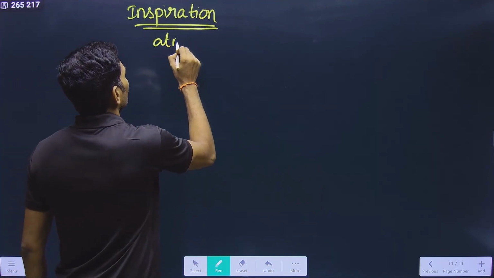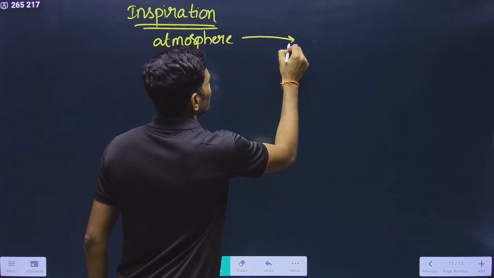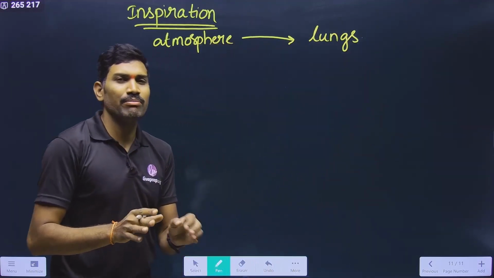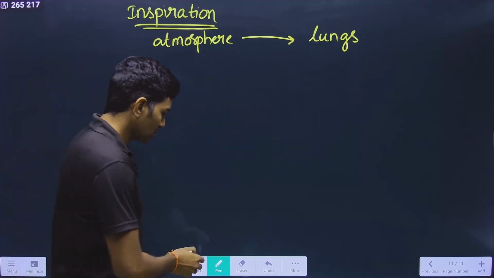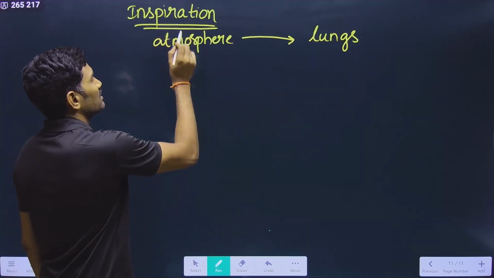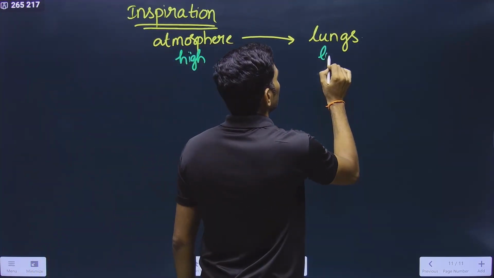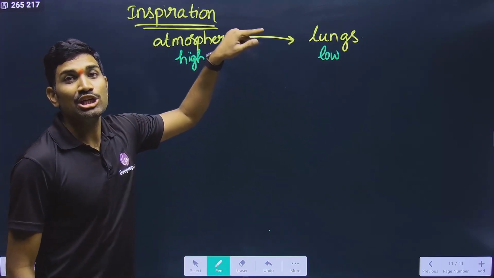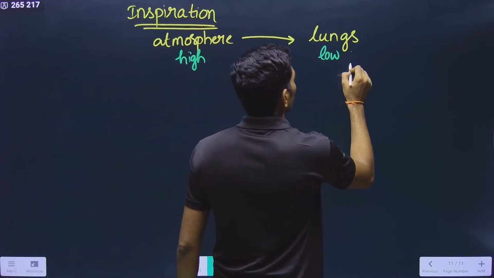Air from the atmosphere should enter into the lungs. Please understand, based on the concepts we studied until now, I will explain. Now observe carefully. During inspiration, atmospheric pressure is high when compared with the pressure within the lungs. Yes or no? So that's why air is coming into the lungs. This is called inspiration.